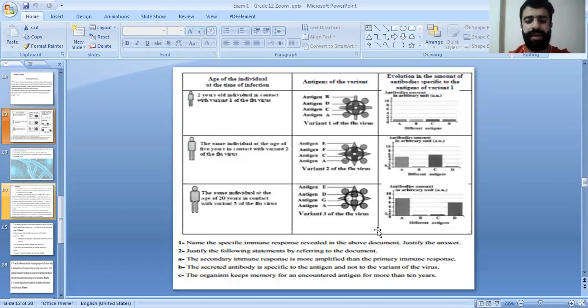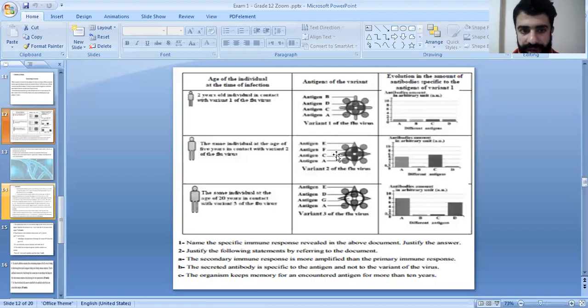B, the secreted antibody is specific to the antigen and not to the variant of the virus. Let's explain this and document it in part 2. The antibody is specific to antigens A and C and not specific for the variant, for example, not specific for the virus. For C, the organism keeps memory for an encountered antigen for more than 10 years.